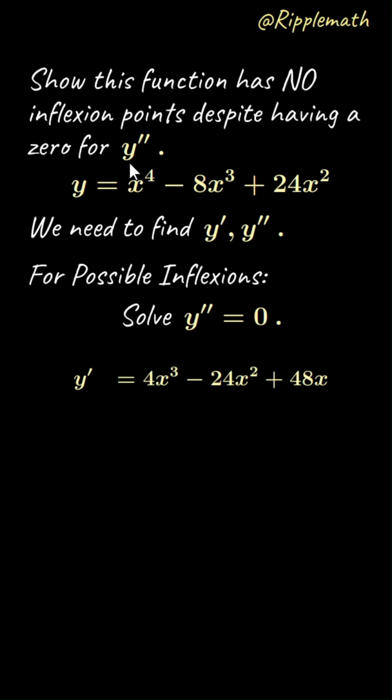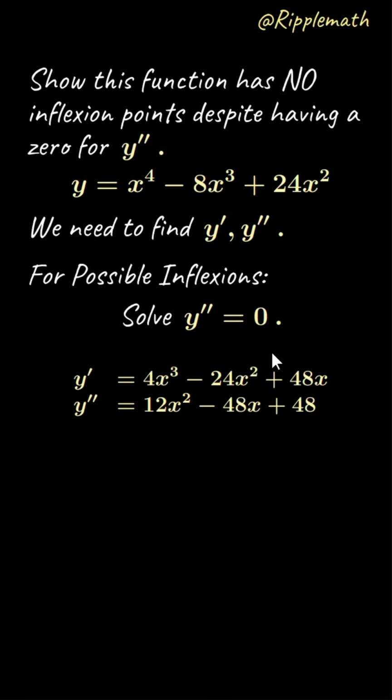Y dash: the 4 comes down the front, minus 1. 8 times 3 is 24, minus 1 there, you get a 2, and 2 times 24 is 48, and minus 1 there. I hope you can remember how to find y dash. In the second one, the 3 comes down the front, multiply by that, minus 1. 2 times 24 is 48, minus 1, and differentiate 48x, you'll get 48.